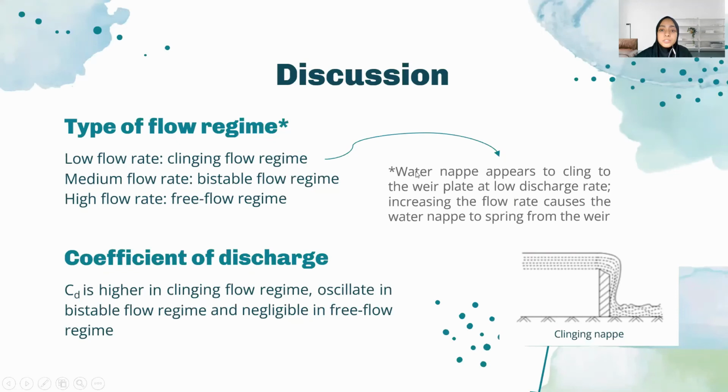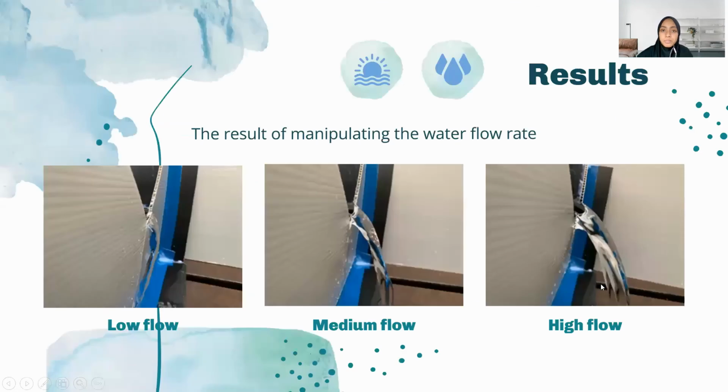Why is it called that way? Because the water nappe appears to cling to the weir plate at low discharge rate, which is at the lowest rate. At the clinging flow regime, the water nappe will cling to the weir plate. Thus, when we increase the flow rate, it will cause the water nappe to spring from the weir. So as you can see from the result here, at the lowest rate, you can see the water cling to the plate. But when we increase the flow to the maximum rate, you can see that none of the water clings to the plate, and it just shoots forward, far away from the plate.